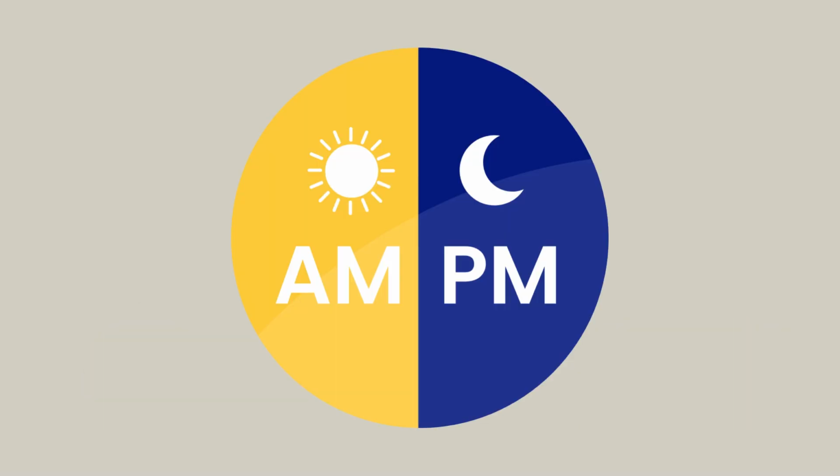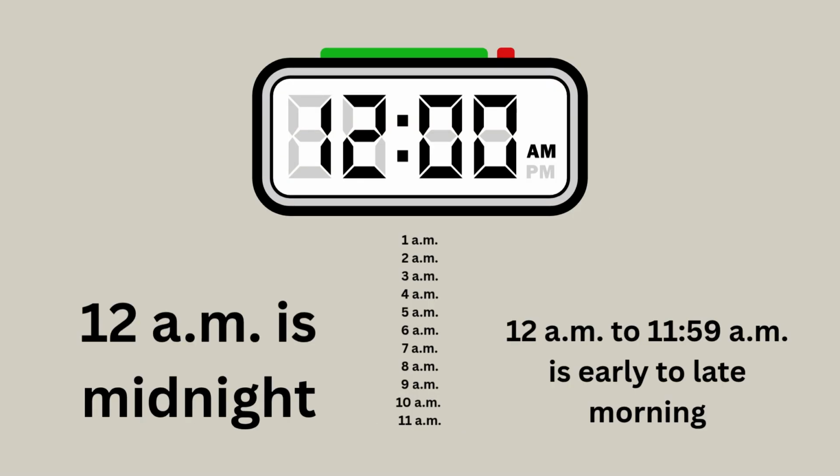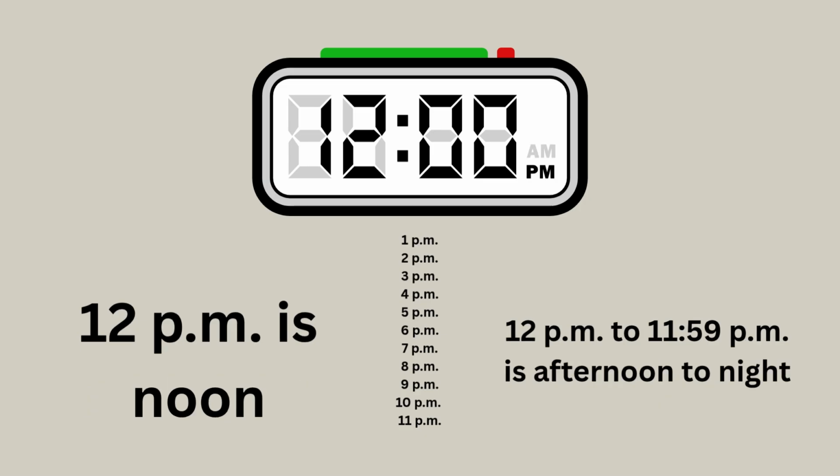Let's talk about AM and PM. AM is morning, PM is afternoon, evening. 12 a.m. is midnight, which in our world's time system, and from 12 a.m. to 11:59 a.m. is considered early morning to late morning, with 12 a.m. being the start of a new day. While 12 p.m. is noon, and from 12 p.m. to 11:59 p.m. is considered afternoon, evening, and night.